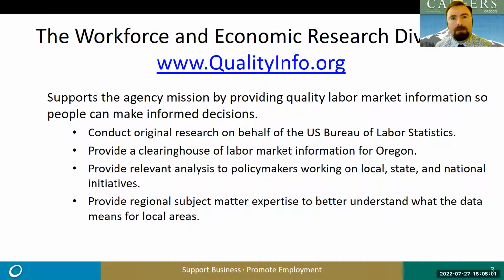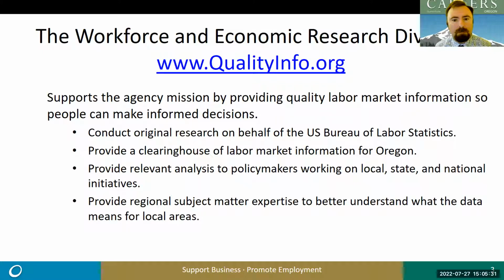We do that through a number of different acts effectively, including conducting original research as contracted by the U.S. Bureau of Labor Statistics. We conduct a number of different business, occupational, employment surveys that head out to thousands of businesses each year so we can get some fundamental economic and labor market information to aggregate and describe a narrative of what's going on here in the state.